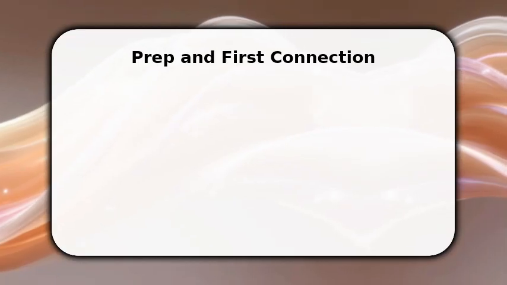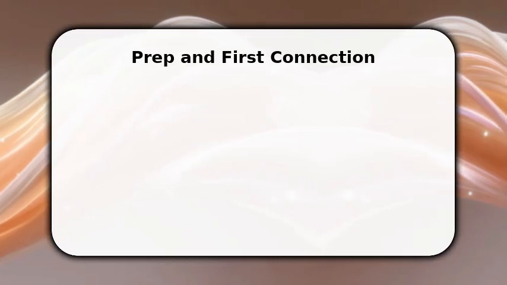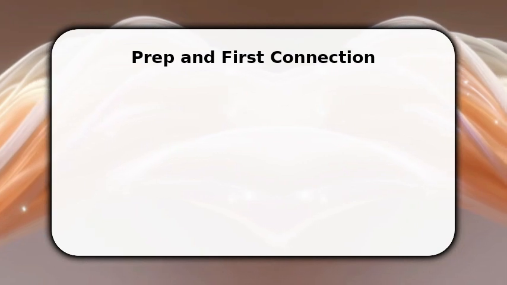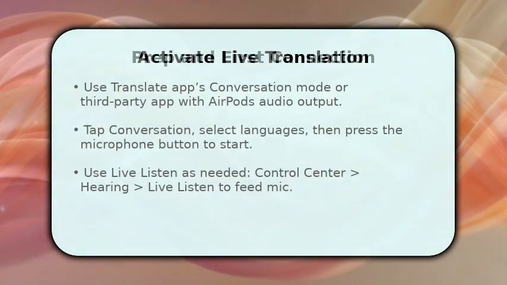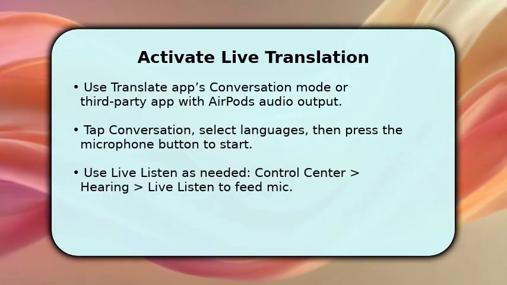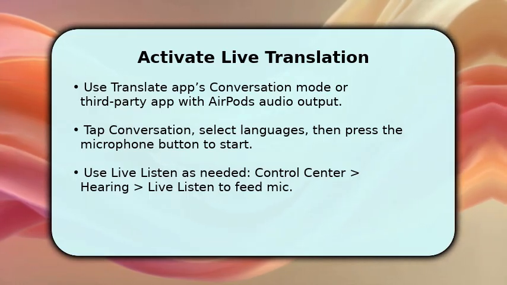Then position the person speaking close to your iPhone or use Live Listen as a microphone proxy. This prepares the audio path so translation flows into your AirPods in real time. Now activate Conversation or the third-party translator and select both source and target languages. Choose Conversation mode for back-and-forth flow.